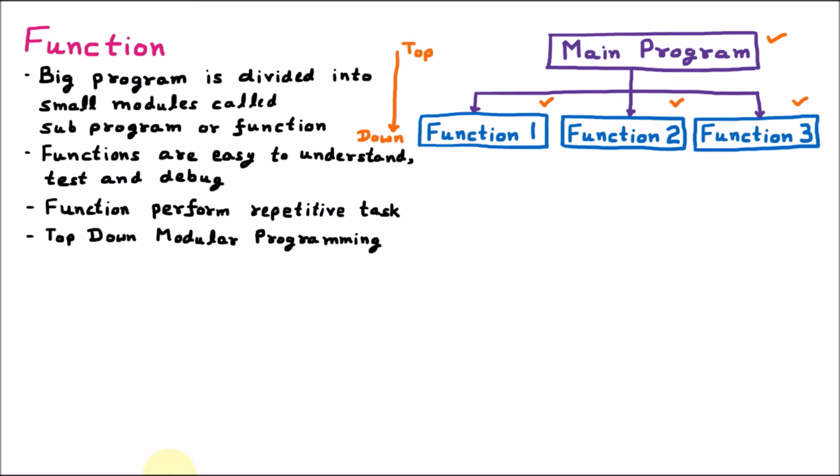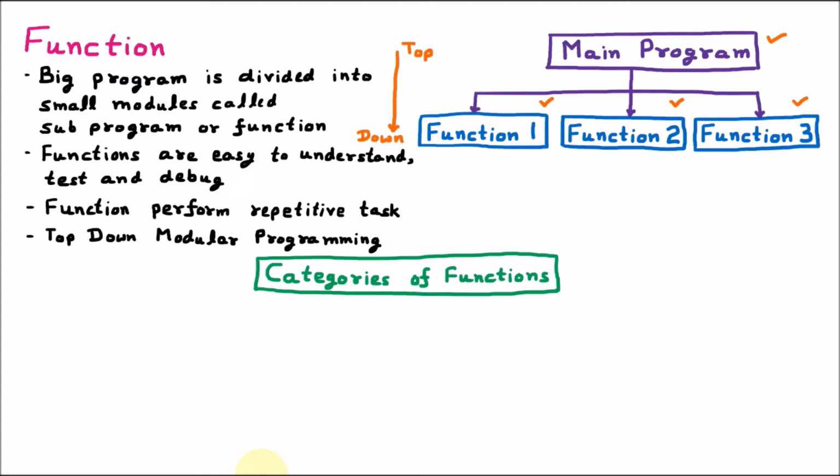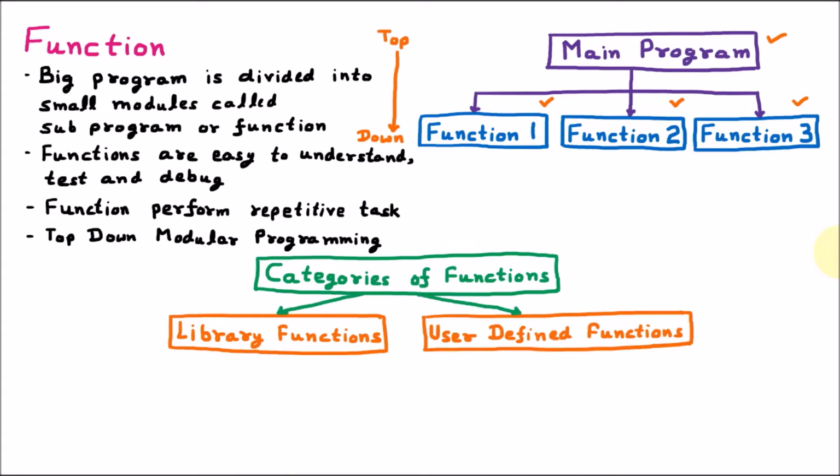Now we are discussing the categories of functions. If we talk about the categories of functions, then majorly there are 2 categories. The first category is library functions, and the second category is user-defined functions. The first category, the library function, is basically the predefined functions. Now, what is the meaning of this predefined?